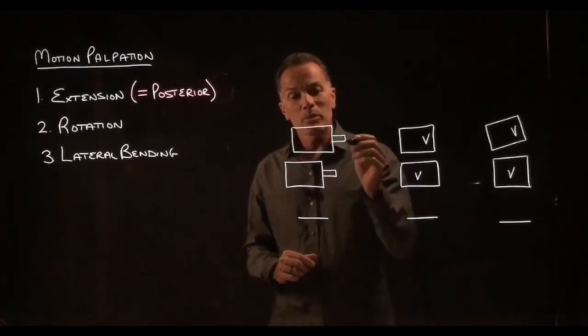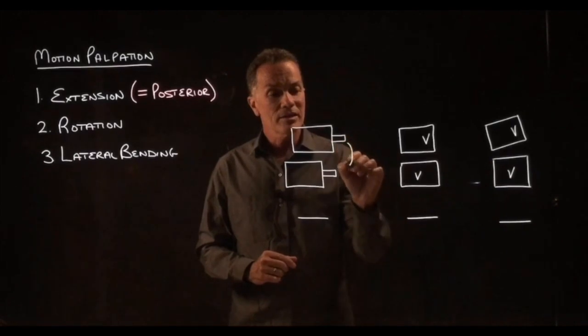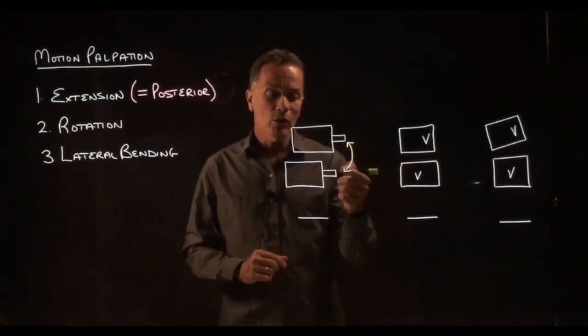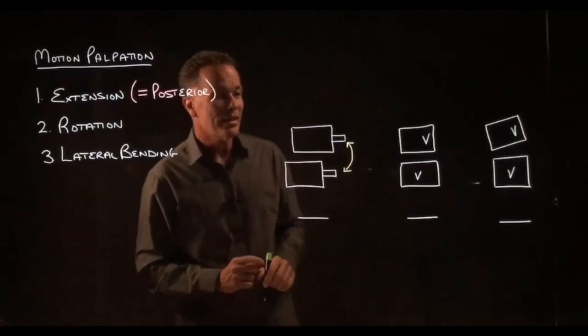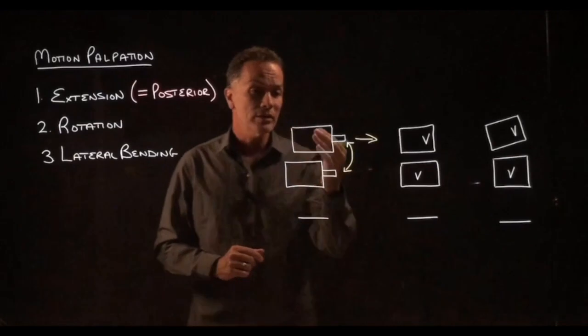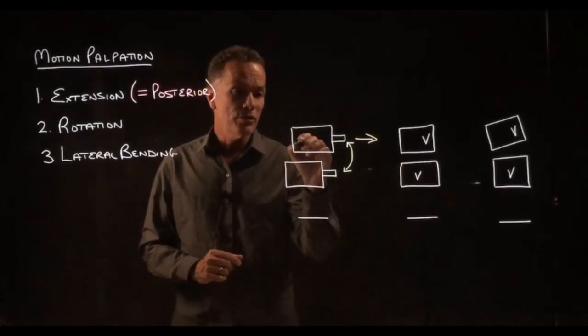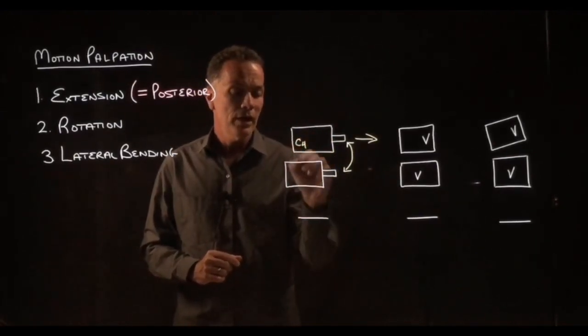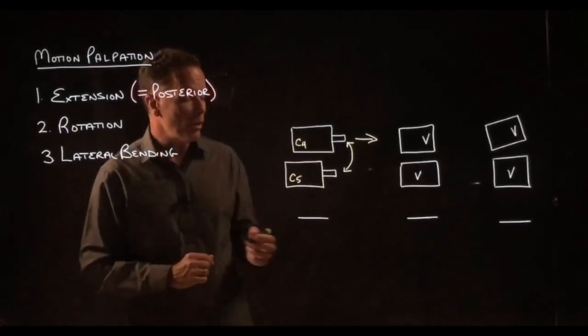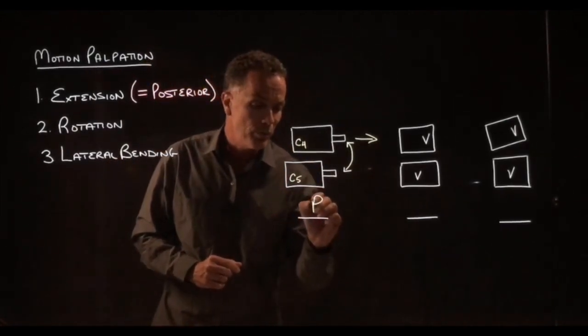When the spinous processes do not approximate, this is a lateral view of a motion segment. When they don't approximate on extension, we say that the vertebra above has shifted posterior relative to the vertebra below. So if this is C4 and this is C5, we say that C4 has shifted posterior. We give it a P for posterior.